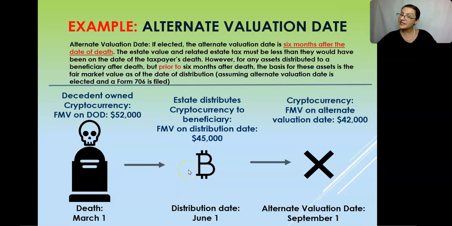The way to avoid this kind of messy scenario is not to distribute any assets to the beneficiary until after the alternate valuation date has passed. But sometimes that doesn't happen, and the assets do get distributed to the beneficiary before that time. And if that does happen and the alternate valuation date is chosen, then it's the fair market value on the date of the distribution. That's what has to be reported on the Form 706.